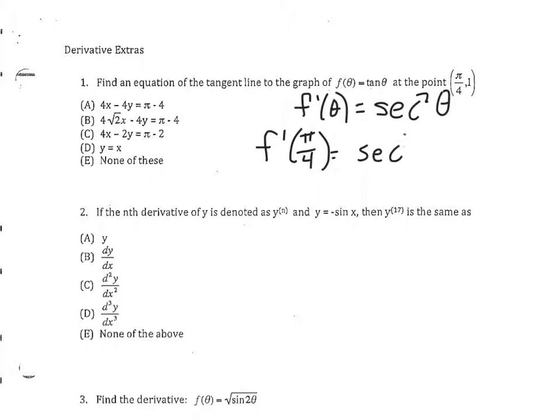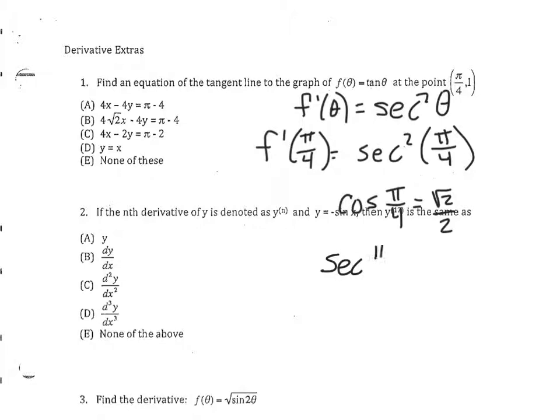So you have secant squared pi over 4. You don't often see that, but we should be able to manipulate this. Secant is the reciprocal of cosine, so we have to figure out cosine of pi over 4. Okay, cosine of pi over 4 is root 2 over 2. And then if you take that cosine of pi over 4, we're going to flip that over. So secant pi over 4 would be 2 over root 2.